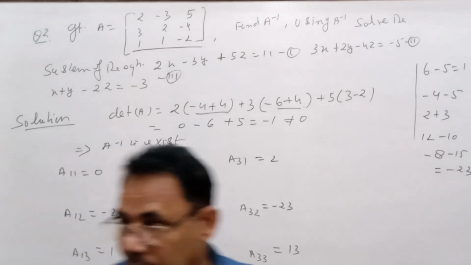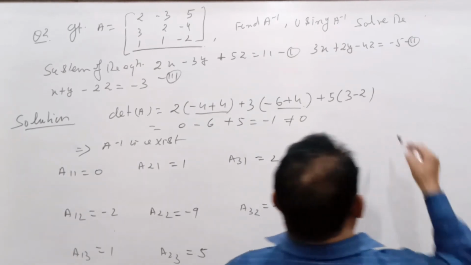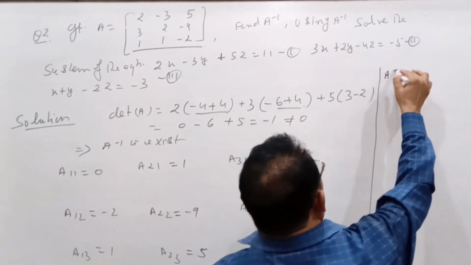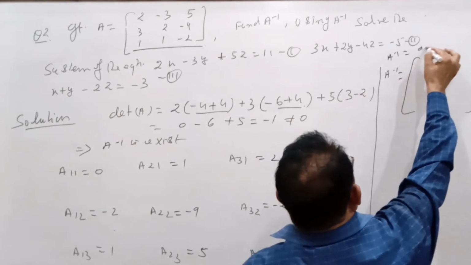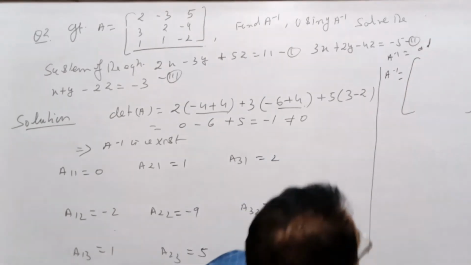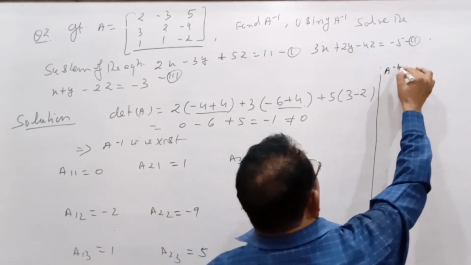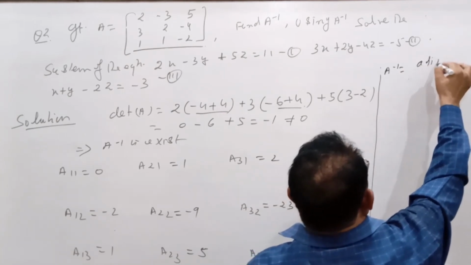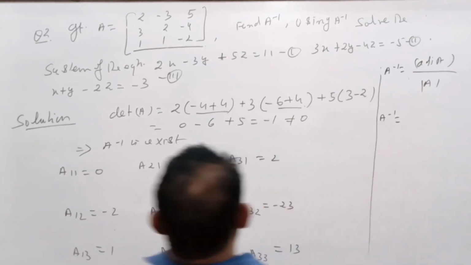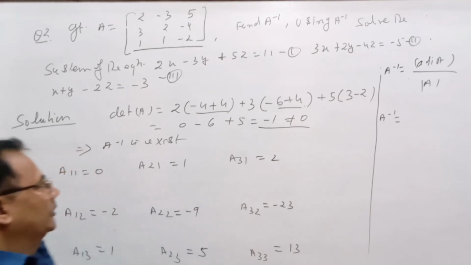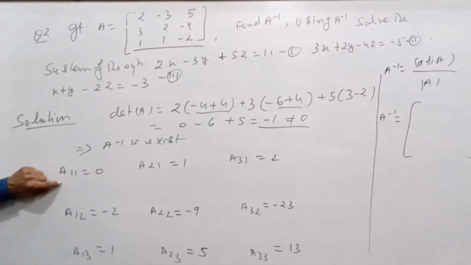So therefore we write the matrix A inverse is equal to the adjoint of A divided by the determinant of A. Here that is minus, so we write, now change the sign of that.